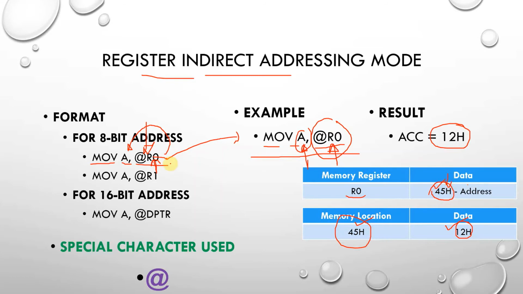Now one of the limitations of register indirect addressing mode is that registers R0 and R1 can only be used to hold addresses of 8-bit length. If the address happens to be 16-bit, then the register DPTR can be used. The special character which characterizes the indirect addressing mode is @.